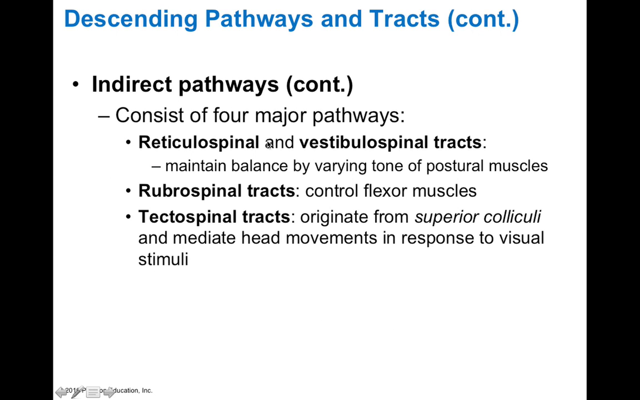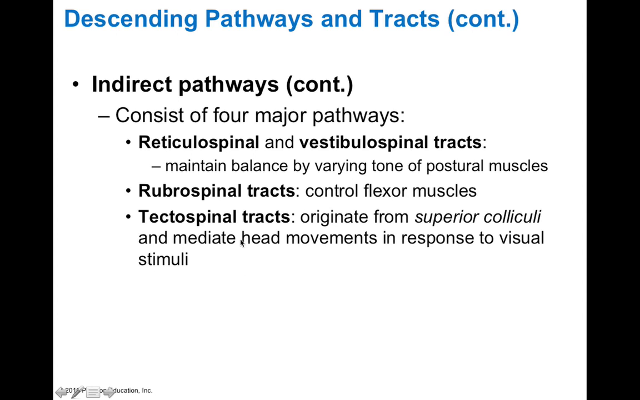So there's different types of pathways here that are indirect. We have the reticulospinal and vestibulospinal. These are involved with maintaining balance and postural muscle control. We have the rubrospinal tracts, which control flexor muscles. And then the tectospinal tract, which is associated with the superior colliculi. And these are involved with head movements, like the visual reflex movements we talked about earlier that help to respond to visual stimuli. So, for instance, if you see something in your visual field move quickly, the tectospinal tract would automatically adjust your head to adjust your gaze in the direction of that movement.